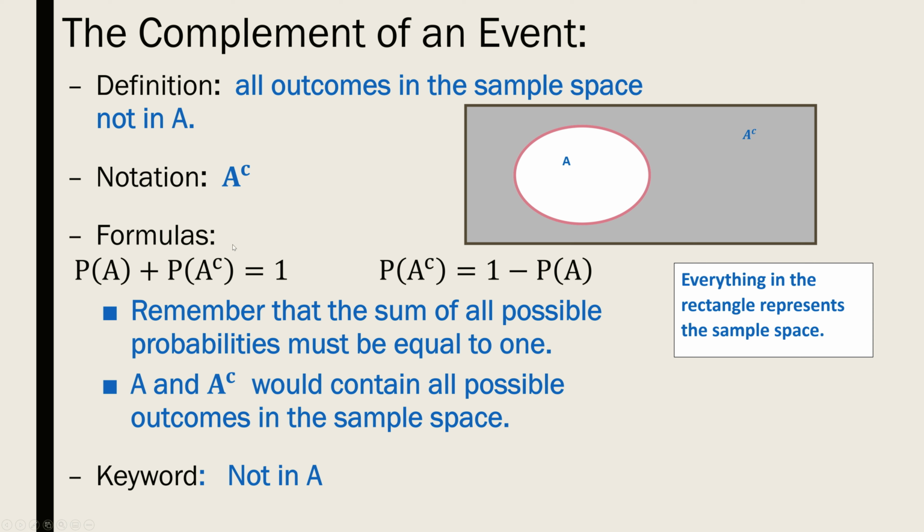area. Here are two formulas you have to remember. The probability of A happens plus the probability of AC happens always equals 1. Equivalently, the probability of AC happens equals 1 subtract the probability of A happens. Remember that the sum of all possible probabilities must be equal to 1. A and AC contain all possible outcomes in the sample space.